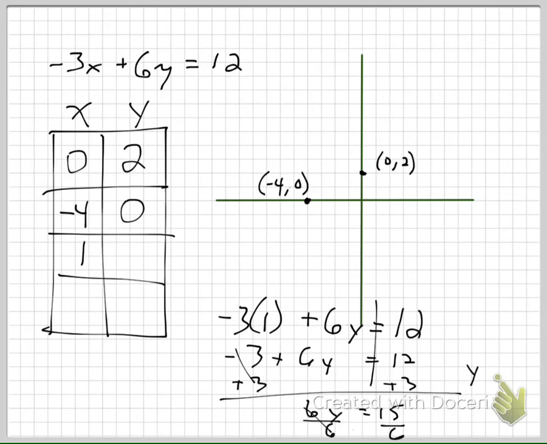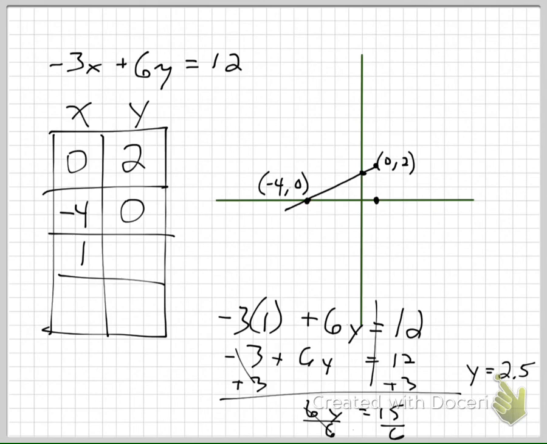Y equals, what would that be? What is 15 over 6? 2.5. It's 2.5, right? Let's go see if that's on the line. Let's see if that would be true. When X is 1, does it look like 2.5? Does it look like that point right there? 1, 2.5 is on the line?